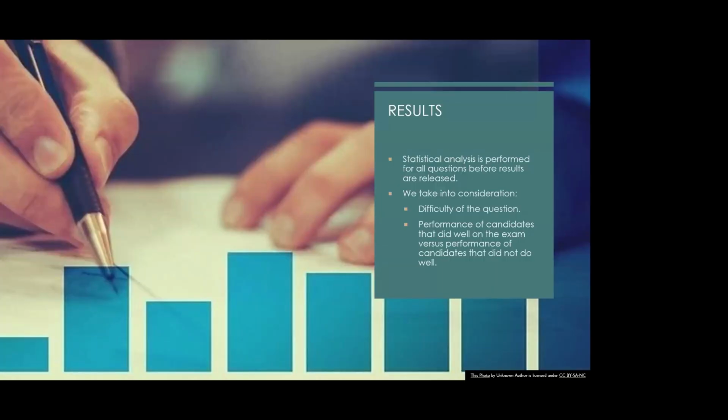After we run an exam, we release results. We perform a complete, detailed statistical analysis for all the questions before we release the results. We look at many things, but in particular, the difficulty of the question, which is the percentage of candidates that will get the question correct. For each question, we also assess if the candidates that perform well answered it correctly, or if it was difficult for the candidates that perform well on the overall exam. The NDEB might remove questions that were too difficult on the exam.